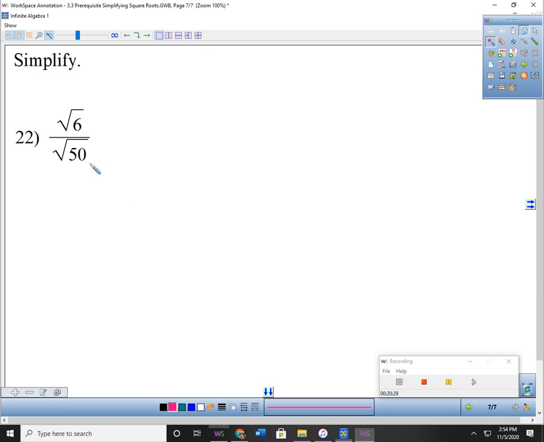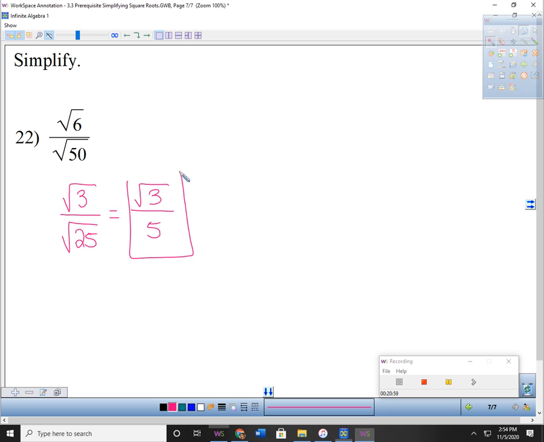50 is not a perfect square, right? But I can reduce 6 and 50. They both reduce by 2. So if I reduce by 2, that leaves me with the square root of 3 on top and the square root of 25 on the bottom, which is a perfect square, correct? So square root of 3 stays on top because that's a prime number and I can't reduce that. And then the square root of 25 is 5, and then I'm done with that one.